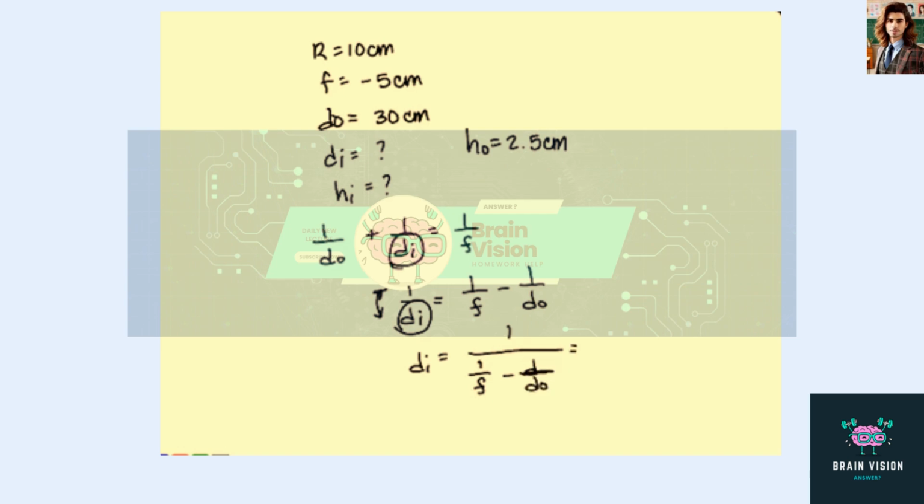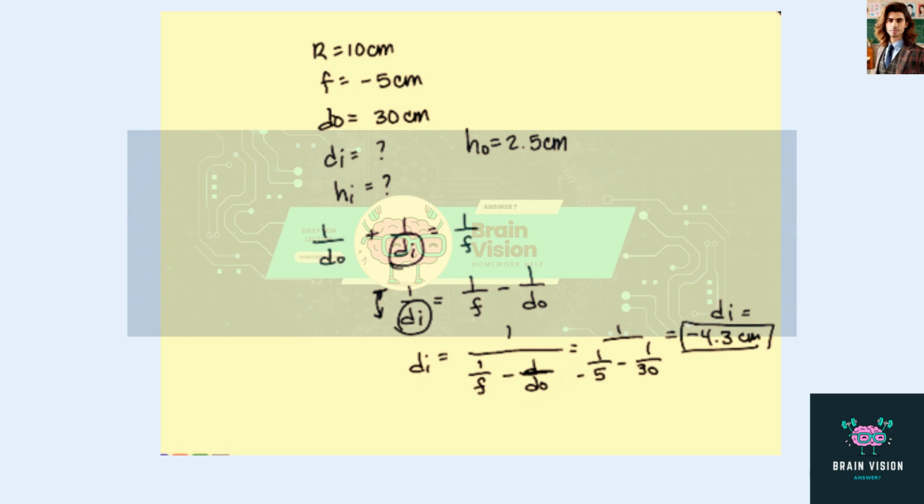And then we can go ahead and plug in our numbers. I get 1 over -5 centimeters minus 1 over dO, which is 30. And I get a distance of the image that's about -4.3 centimeters. So this is where her image is going to appear. We're going to call this di.